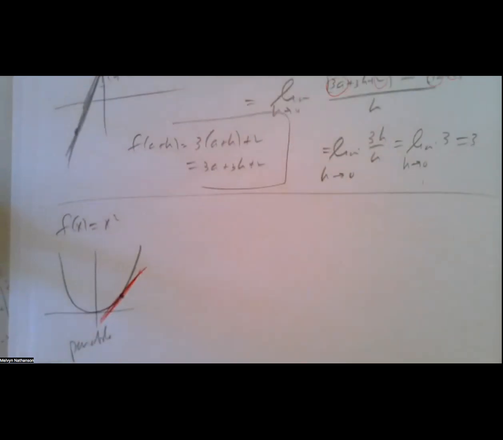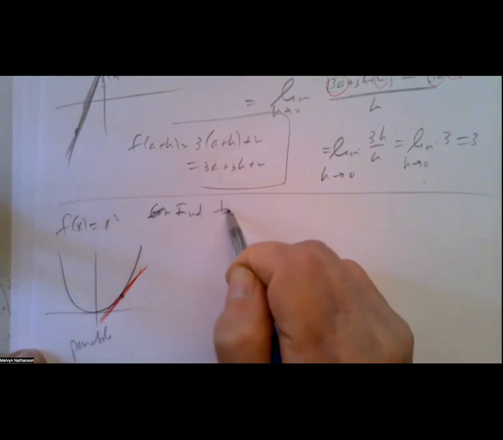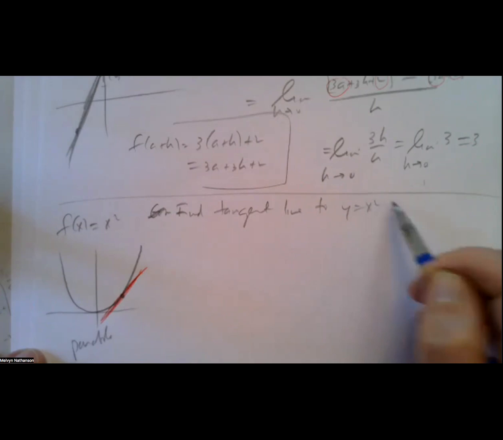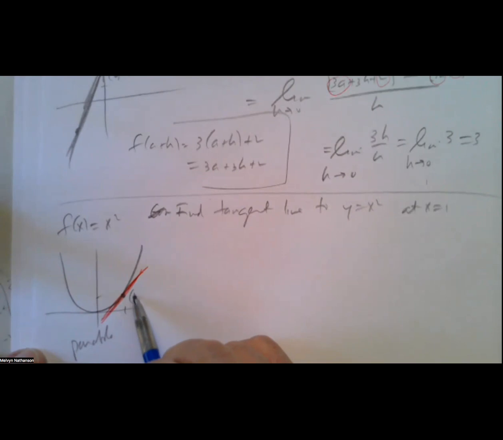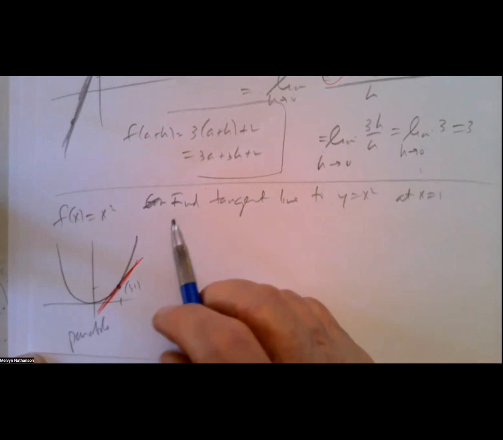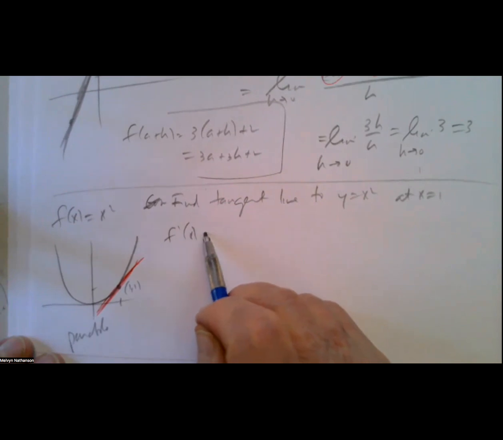Suppose at some point on this curve, I want to find the tangent line, or start with the slope of the tangent line. So find the tangent line to y equal x squared, let's say at x equal 1. When x is equal to 1, this is the point 1, 1. So what is that tangent line? So I want to compute f prime at 1, the derivative of the function at 1.